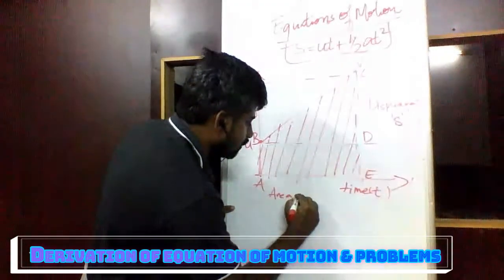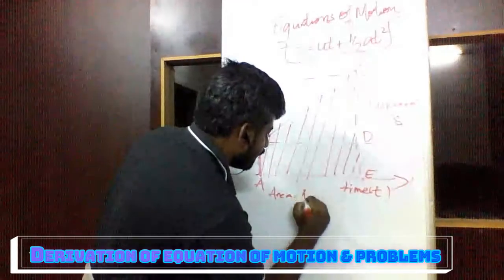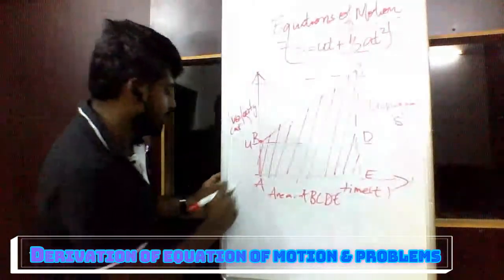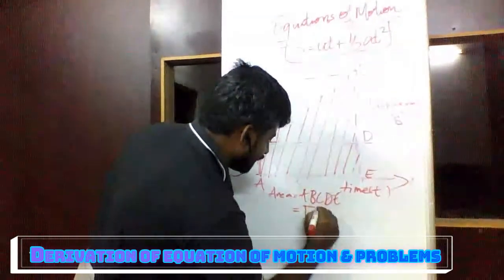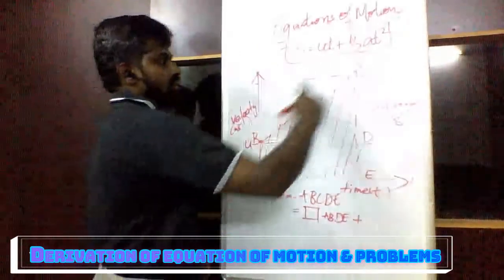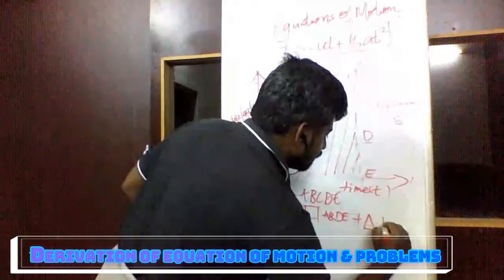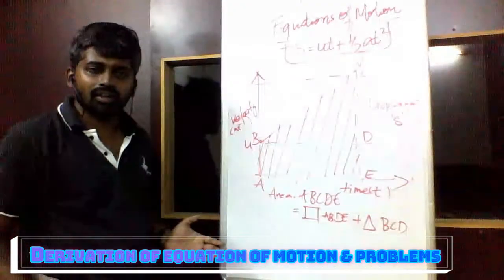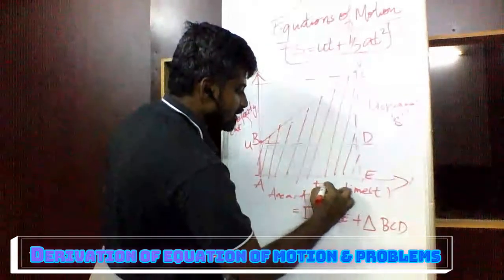Now, what is the area? Area under the curve. What area? A B C D E. How can we divide this A B C D E? A B D E, that is the area of the rectangle, plus the triangle B C D. What is the area of the rectangle? Simple. Length into breadth. What is this length? This length is t, already known.